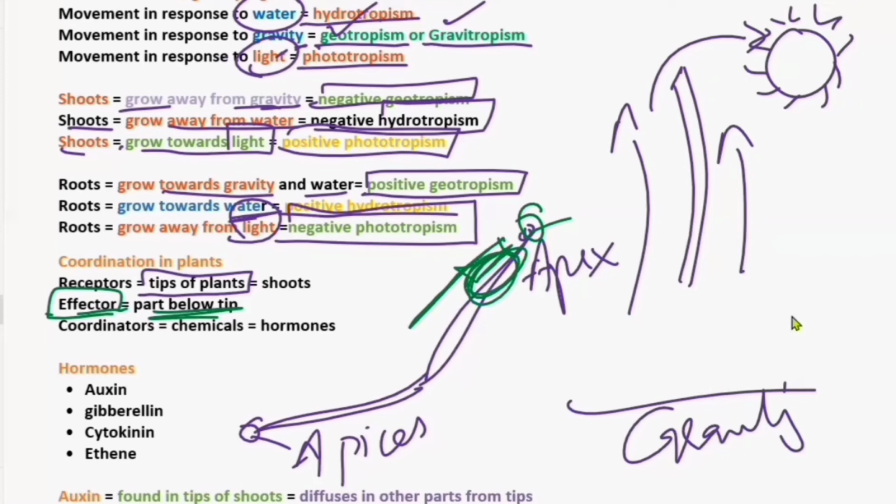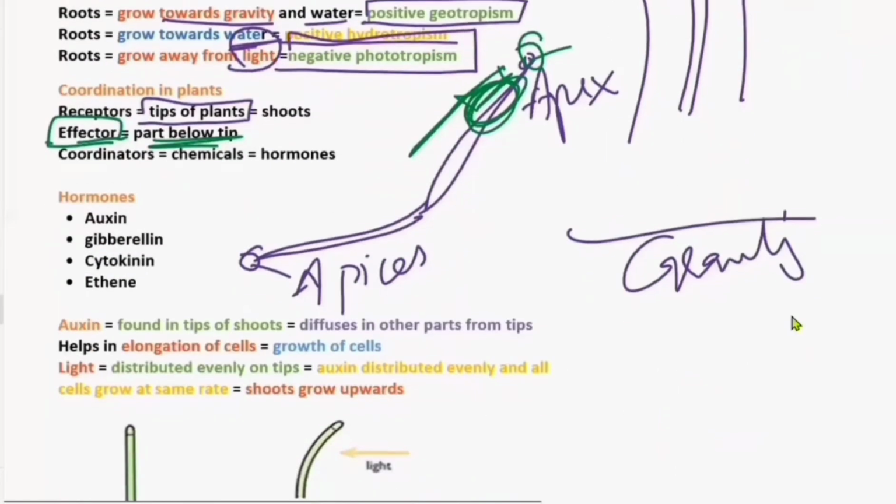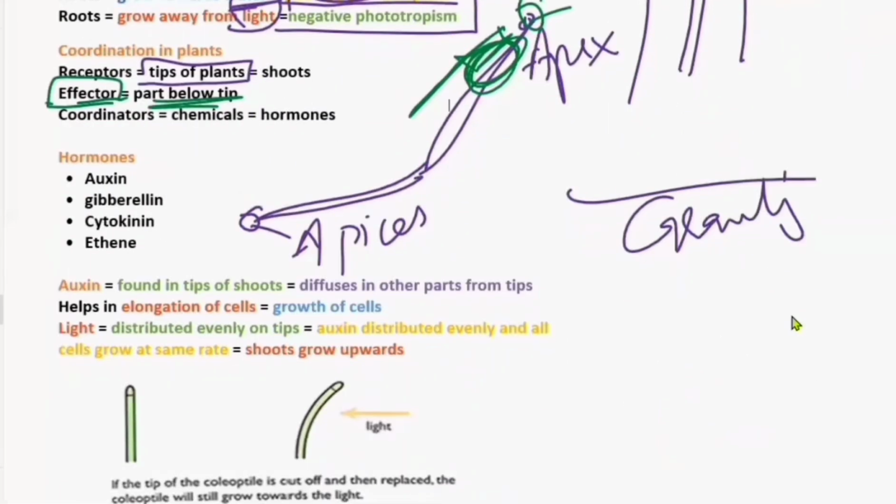There are different hormones in plants which have different functions, similar to those in animals. These are auxin, gibberellin, cytokinin, and ethene. But in our syllabus, it's only auxin, so we are going to study auxin in detail. Auxin is always found at the tips of the shoots. Remember this, where these are found. These are present at the tips of the shoots.